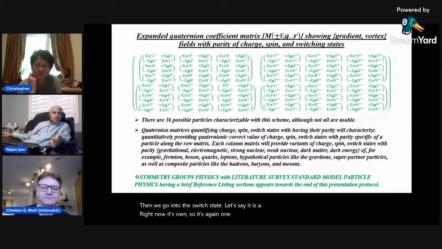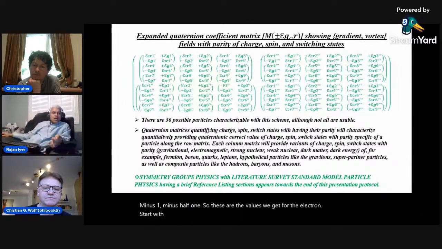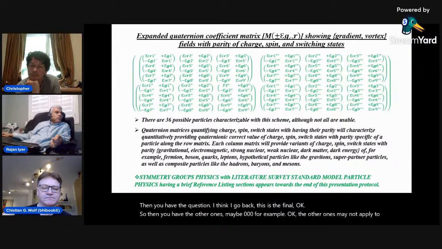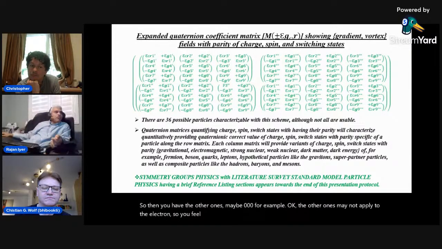So you get -1, -1/2, 1. These are the values you get to start with. This is the final one. Then you have the other ones, maybe 0, 0, 0, for example, for the electron. So you filled out the first one.